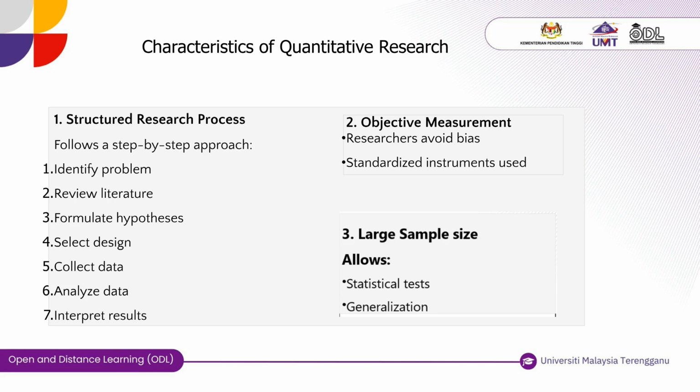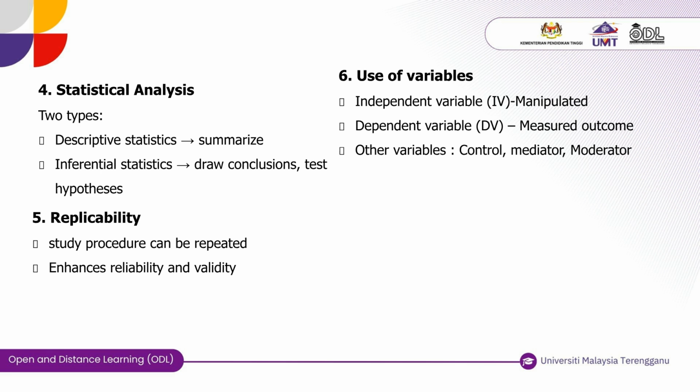Quantitative research relies on objective measurement, mostly from established measurements, where researchers avoid bias and use standardized instruments. It also typically uses large sample sizes, which allows for statistical tests and generalization of results. However, generalization can't simply be made, especially if the data were collected using a non-probability sampling technique.